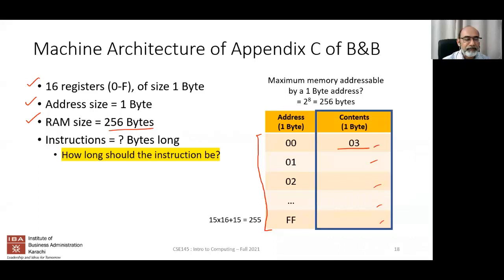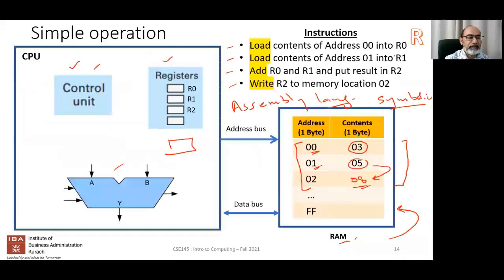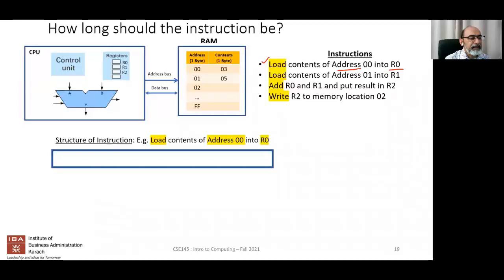In order to understand that, let's see what an instruction is doing. The first instruction is saying, I want to load the contents of address 00 into R0. This was the first instruction that we did. We said, load the contents of address 00 into R0. So what this is doing is taking the contents of memory location 00, which was 03, remember, and loading this into R0. As a result of this, R0 would have the contents 03.